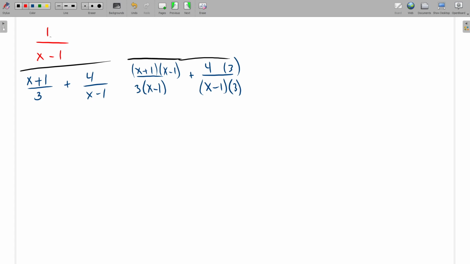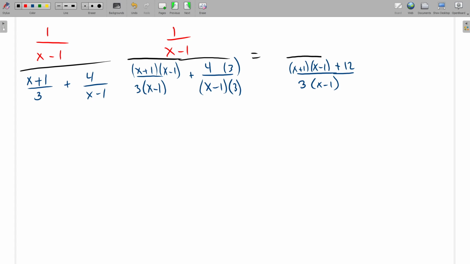Right? The numerator, the 1 over x minus 1, is staying the same. It's already the single rational expression that we want. So looking at the denominator, the two rational expressions each have a common denominator of 3 times x minus 1, and we can now combine the numerators. I have x plus 1 times x minus 1 plus 4 times 3, which is 12.